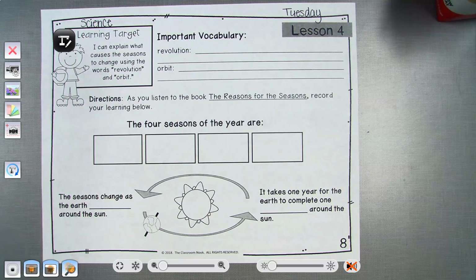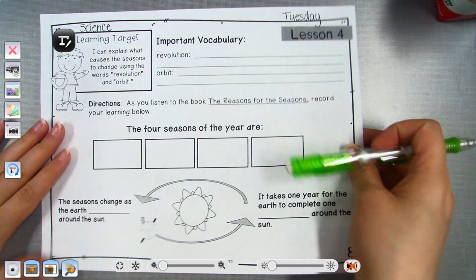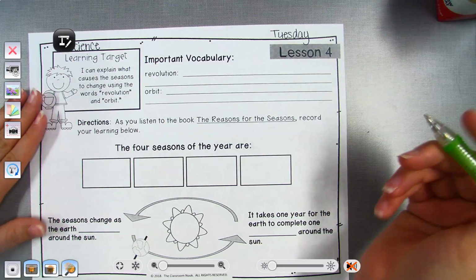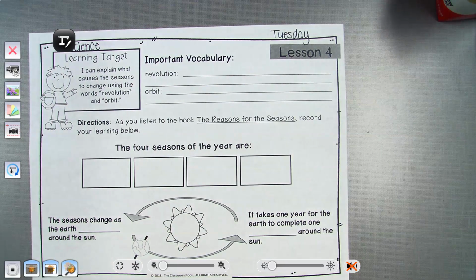Okay, guys, so you just finished listening to the book, The Reasons for the Seasons. And so we're going to fill this out and go over the information together so you have a front and back. As you read the story, it talks about the seasons, how we get the seasons, and where the earth is in relation to the sun for us to be in the season that we're in at the time. Before we go on, there are some vocabulary words that are important for us to understand.